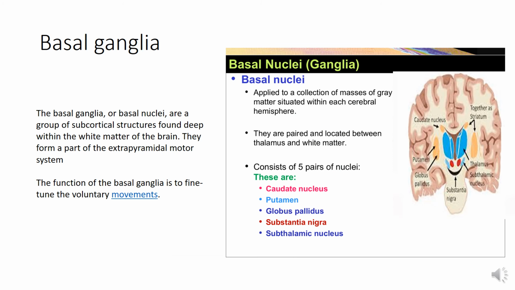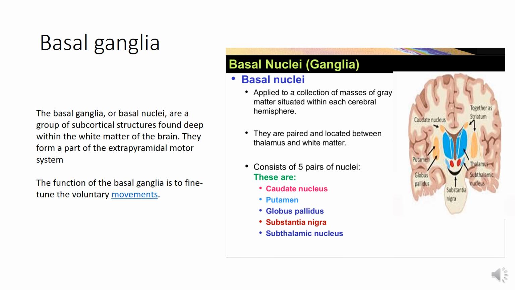Now, lying deep within each cerebral hemisphere are the groups of cell bodies known as nuclei, known as basal ganglia. So a group of cell bodies inside the central nervous system, as you know, is known as nuclei, and these nuclei which are present deep inside the cerebral hemisphere are known as basal ganglia. Now these basal ganglia form part of the extrapyramidal motor system.